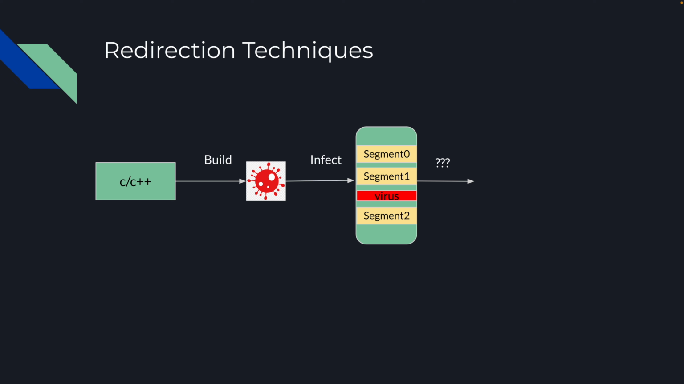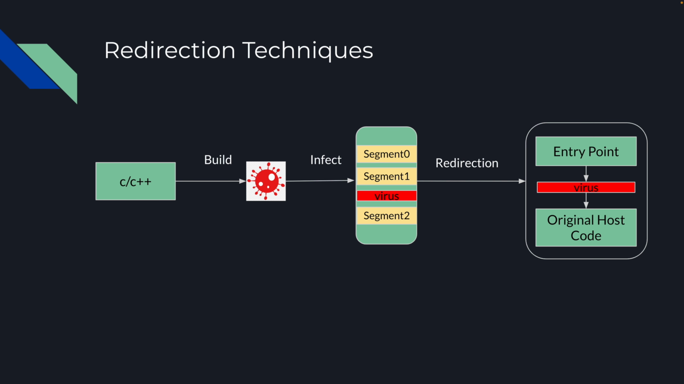At this point, the host executable's file structure has been changed to accommodate the virus, but the virus doesn't just run as soon as it's inserted. We have yet to change the execution flow of the host. When the infected binary is run, it will not execute the injected virus. This is why we need redirection.